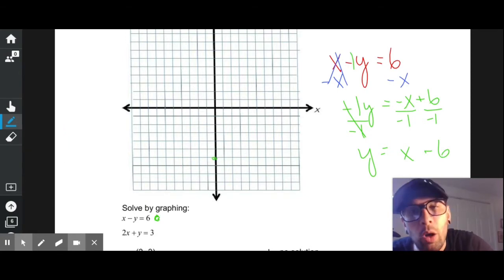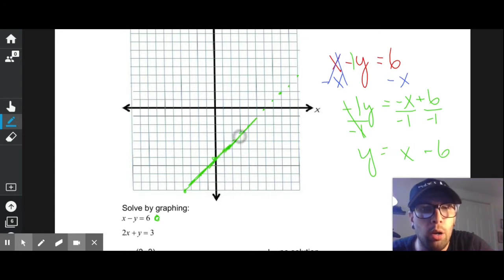My slope is 1, so up one, right one, repeated across the graph. Then down one, left one, repeated in the other direction. And there's my line in green.